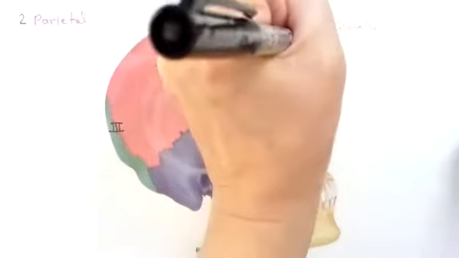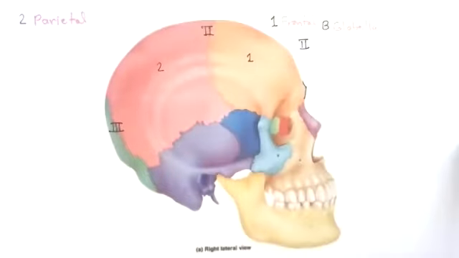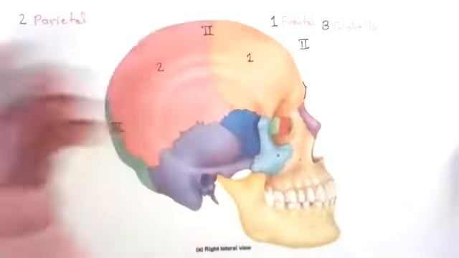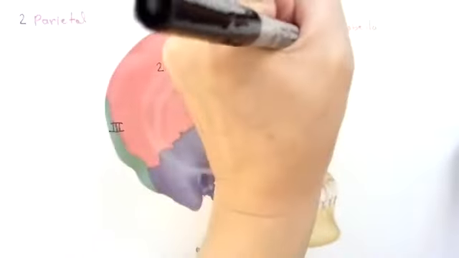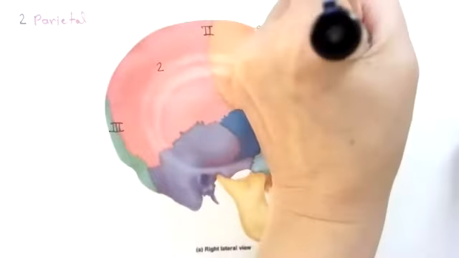So suture number 2, if you think about it, if you had a crown sitting on your head, if it was like a headband type crown, it would sit here. This is called the coronal suture. Coronal suture.